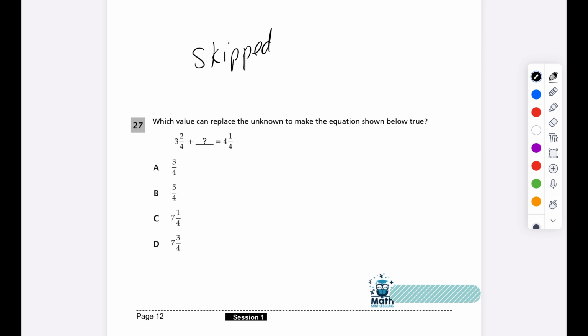We've skipped 26, so we're going to go down to 27. Which value can replace the unknown to make the equation true? So pretty much all they're asking us here is what's the missing number. The correct answer is A, 3/4. If you have it, move to the next chapter. If not, stay right here.